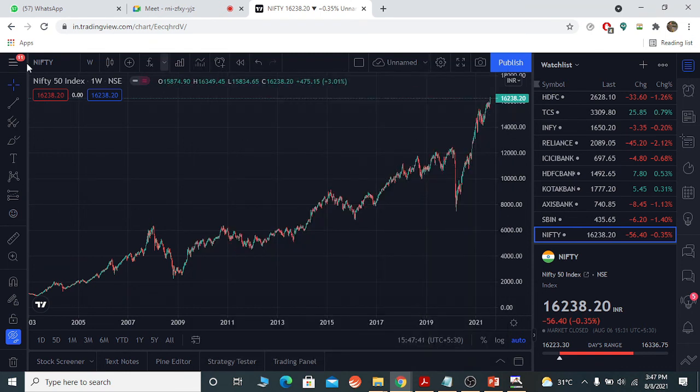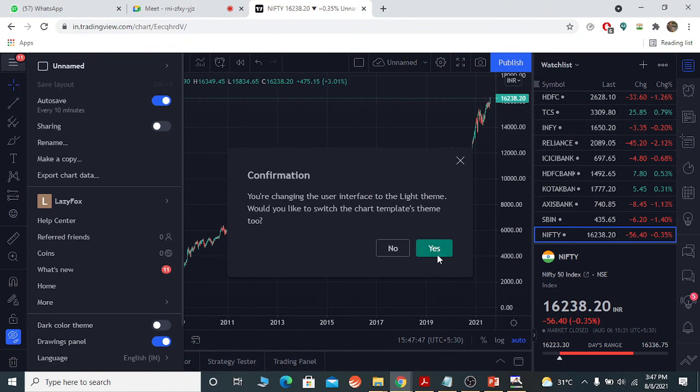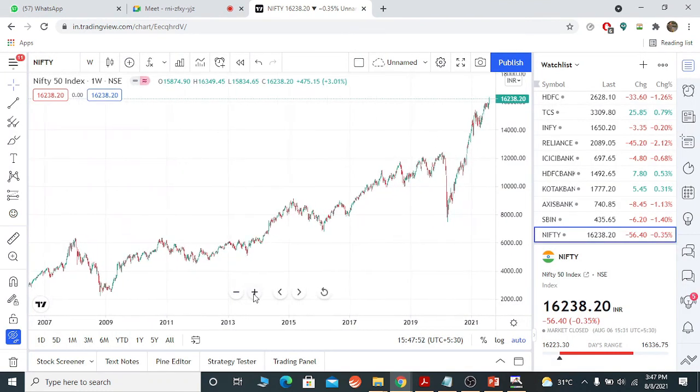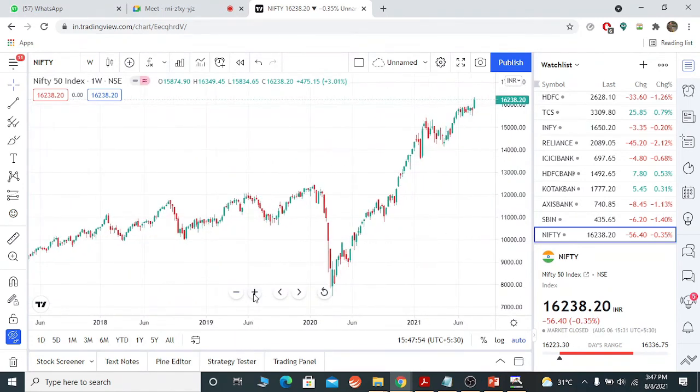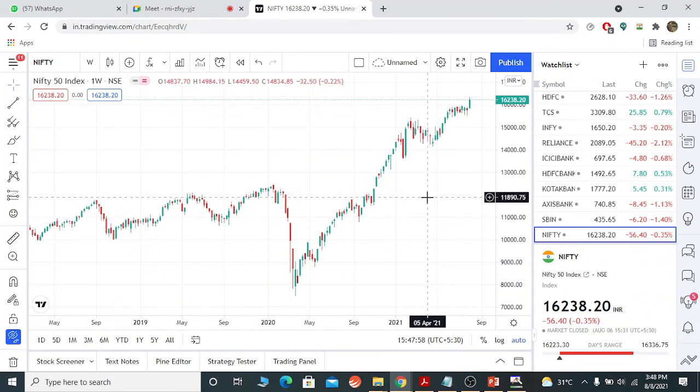From where do we change it? Does anyone know? Does anyone use TradingView? I guess you changed it from your profile. I got it. Yeah, I got it. Yeah, I think it's better now. Is it visible now properly? Yeah, it's visible.